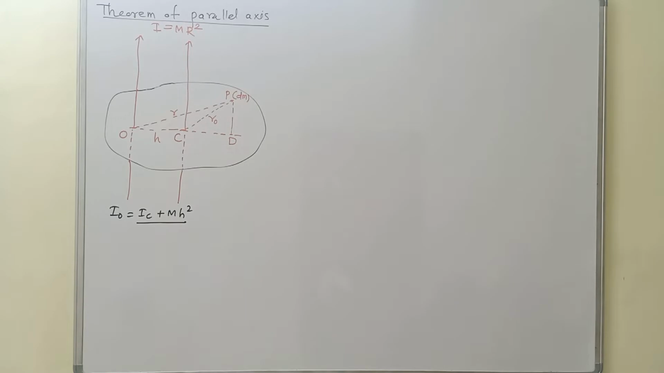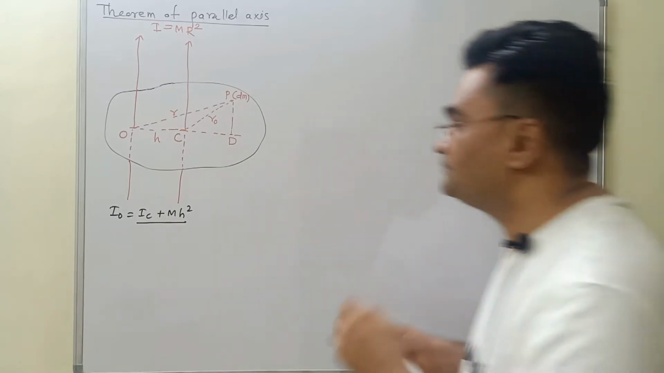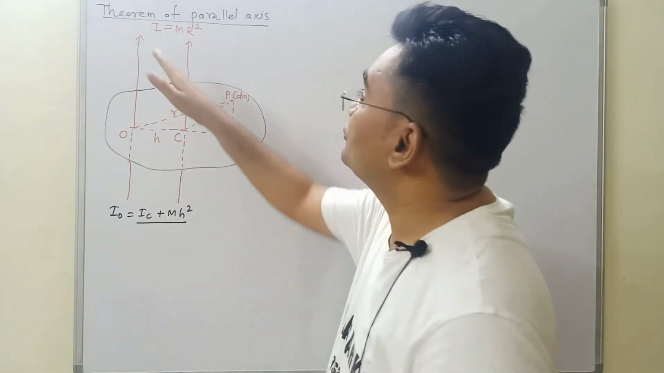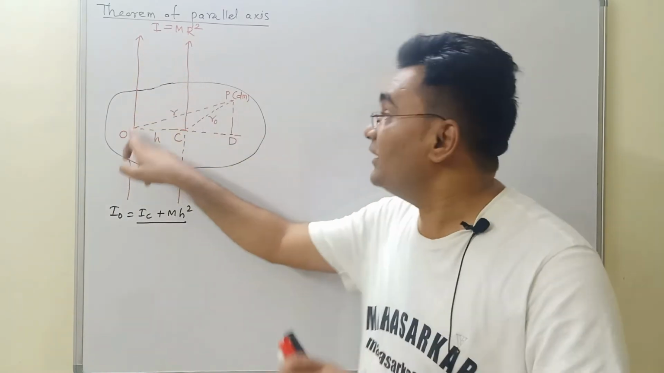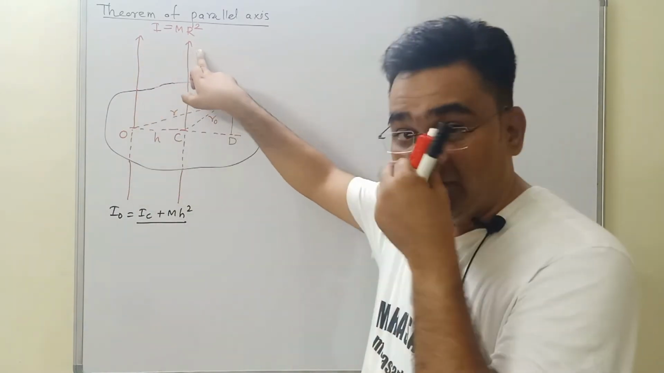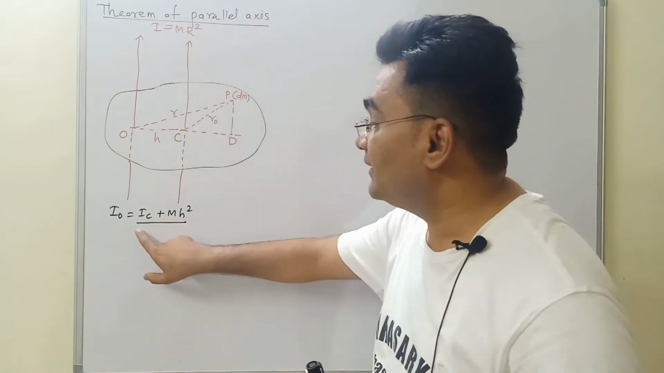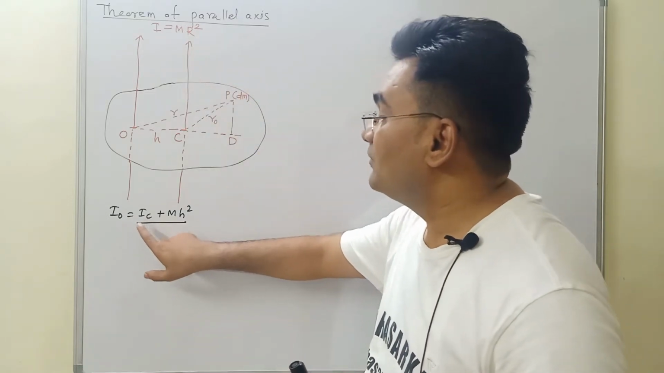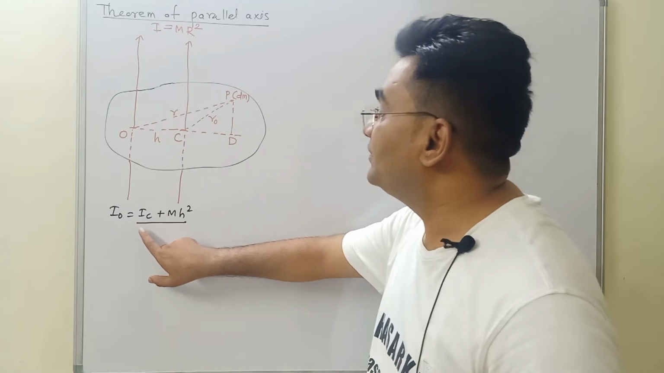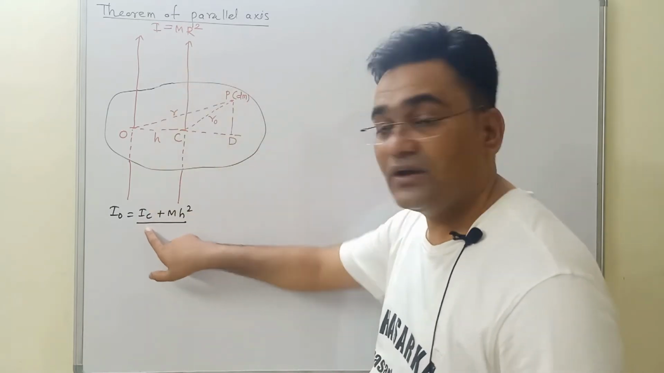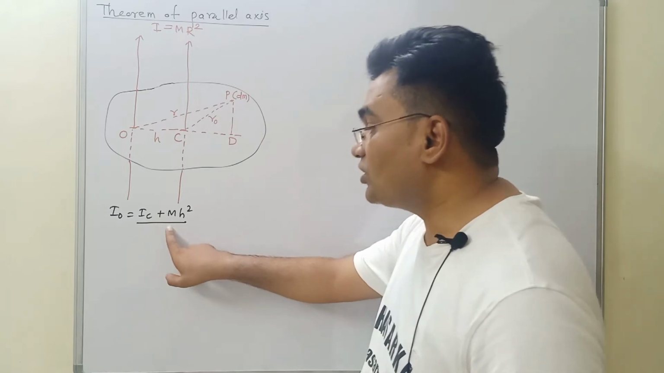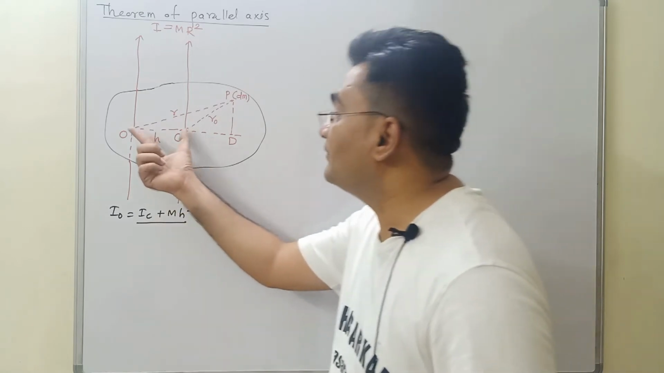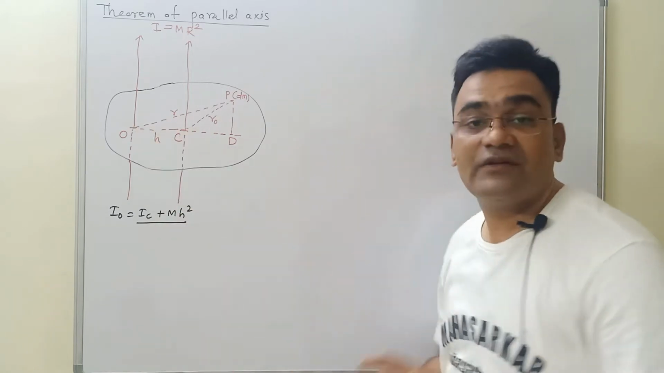We can prove it easily using some basic terms. If I want to state it: the moment of inertia about any axis parallel to the axis passing through the center of mass is given by the sum of the moment of inertia of that object about the axis passing through the center of mass plus the product of mass and the square of the distance between these two axes. That we are going to prove.